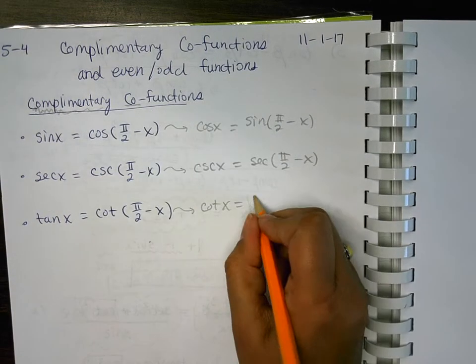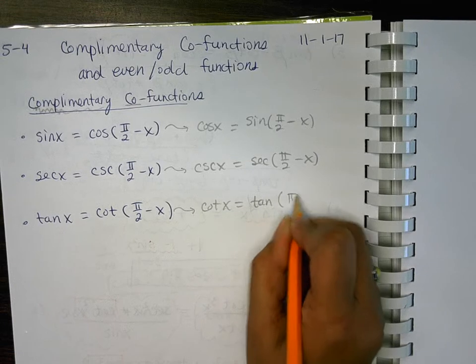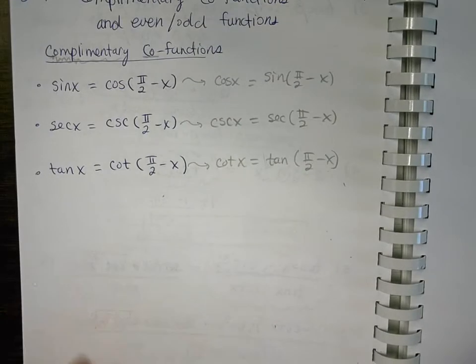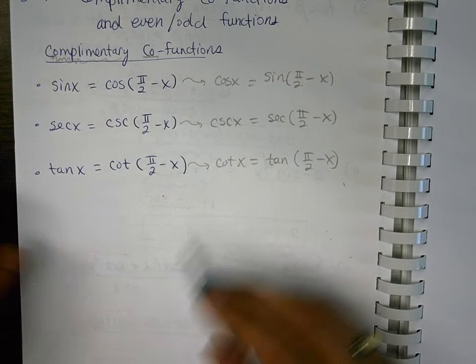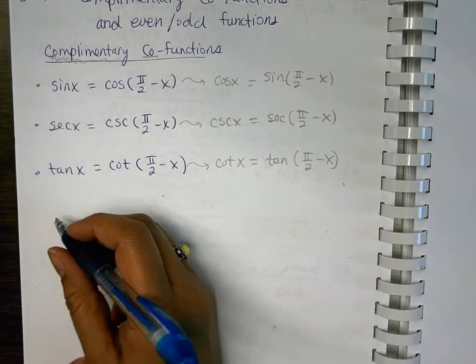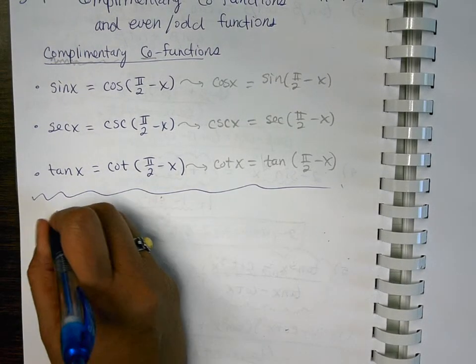Equals tan of pi over 2 minus x. All right. Got it? We're good? I'll do more explaining on how this actually does work on Friday. Okay. Next piece we're going to write down are even odd functions.